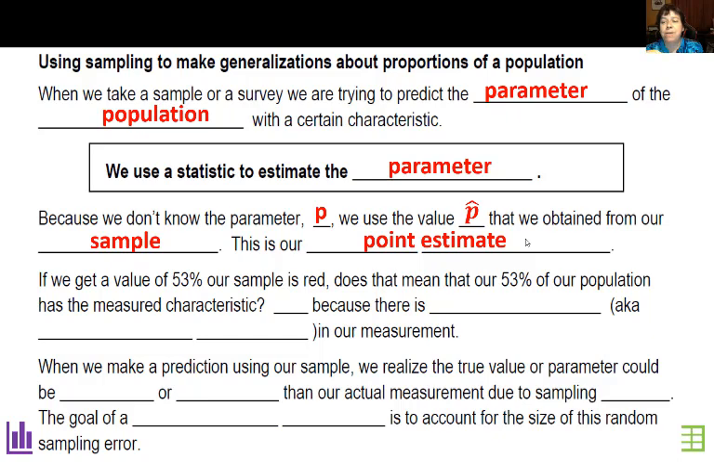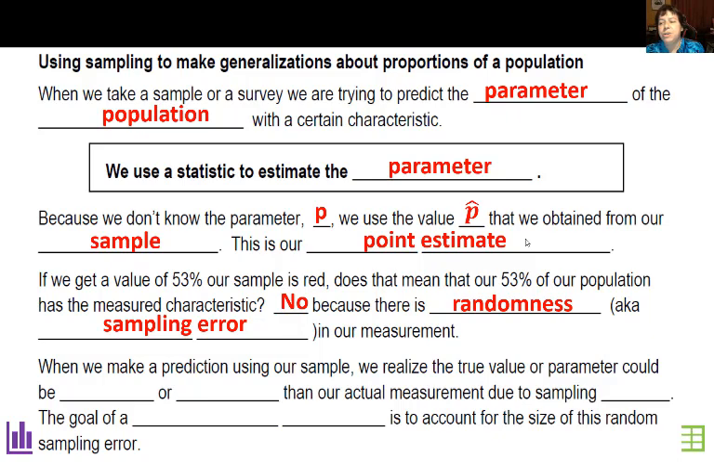Now, if we got a value of 53% of our samples red, does that mean that 53% of our population is red? Well, no, because there is randomness. So we may or may not have gotten a truly representative sample, and there's sampling error in our measurement. And that's just part of life. Don't think it's horrible to have sampling error. That is part of statistics.